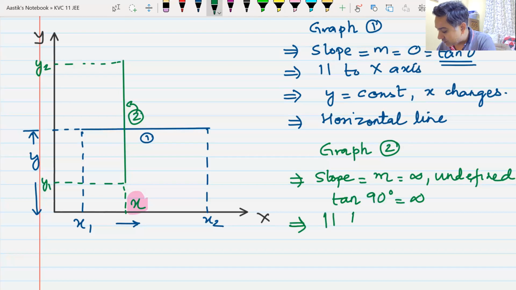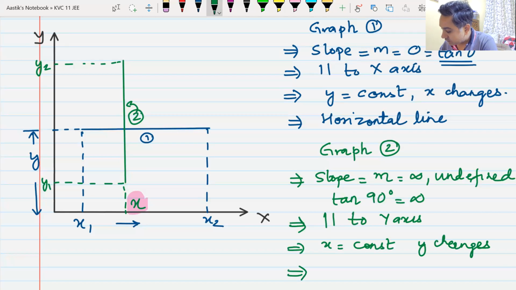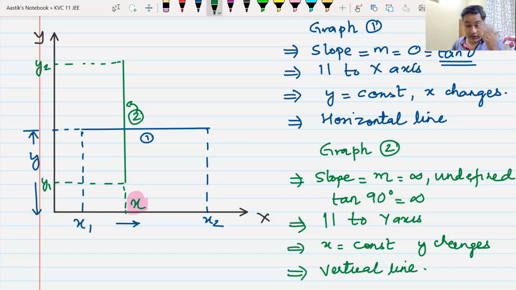This graph is going to be parallel to the y-axis. X is equal to constant, but y changes, and this will be a vertical line. For a vertical line, the slope is infinite, not defined. Since it is not defined, this graph actually is not possible. It means that x and y are not dependent on each other, because even if x is not changing, y just keeps on changing. Do we understand this? Yes or no?